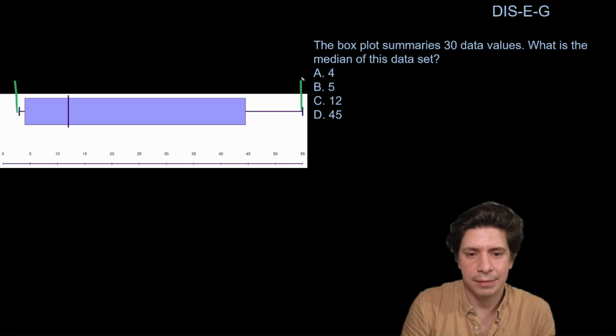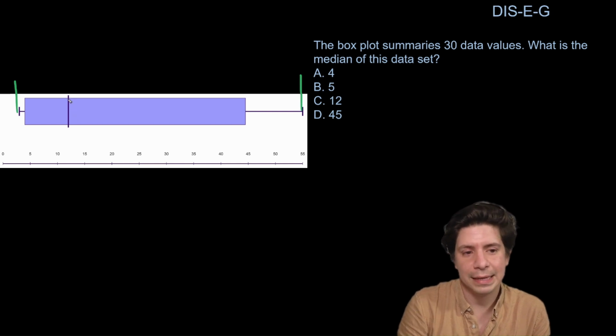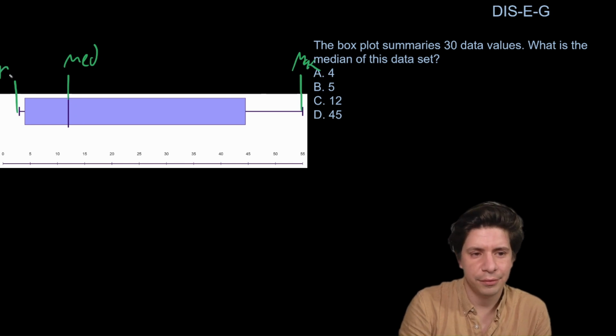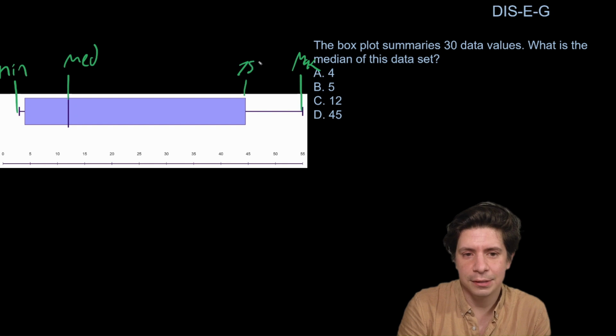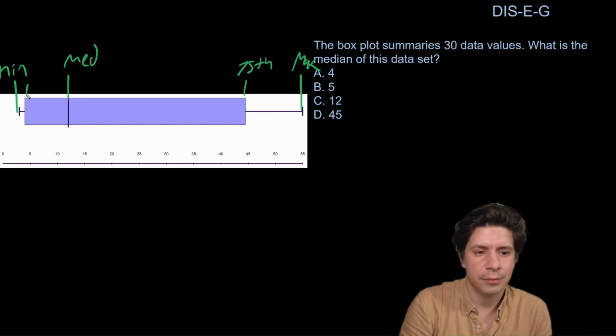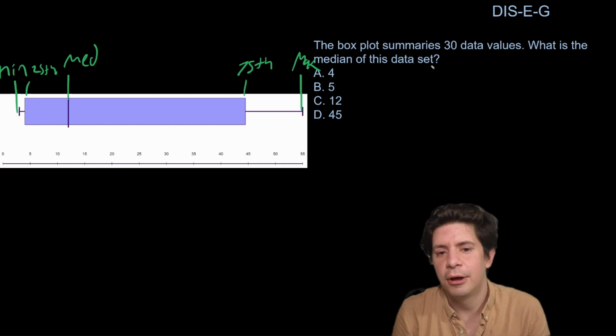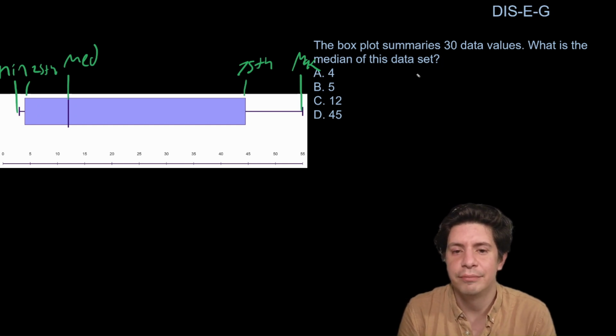The top line is the maximum. The middle line within the box is the median. Everything starts with an M, right? And then this one here is the 75th percentile. And the bottom of the box is the 25th percentile. So the box plot summarizes 30 data values. What is the median of this data set?